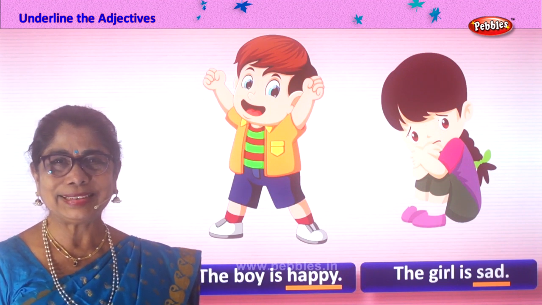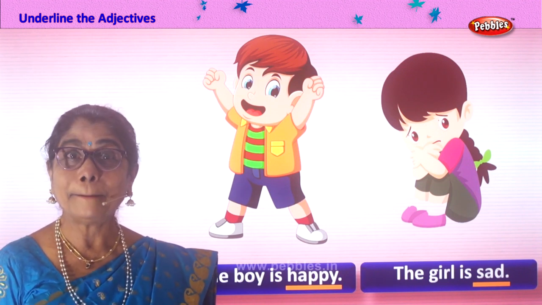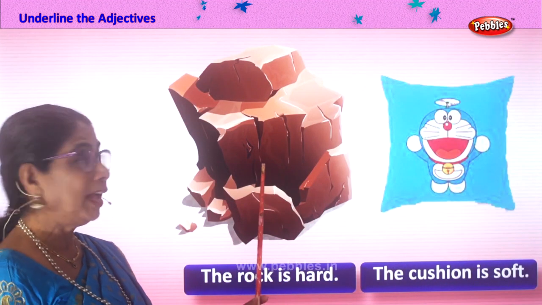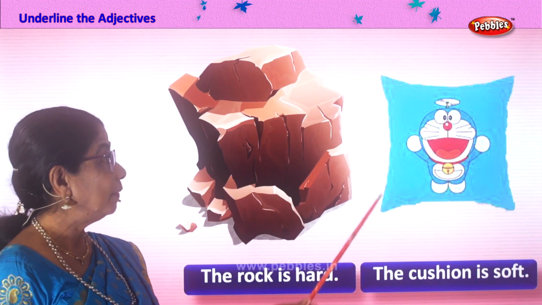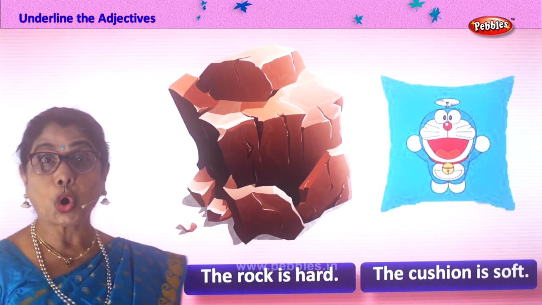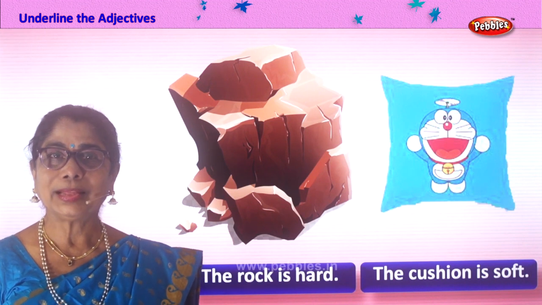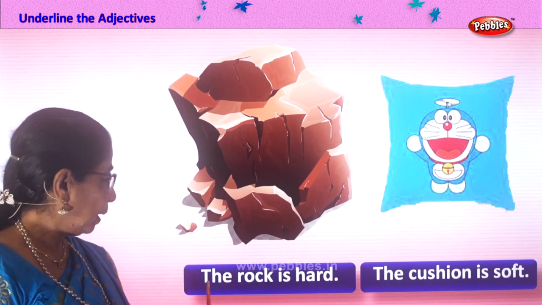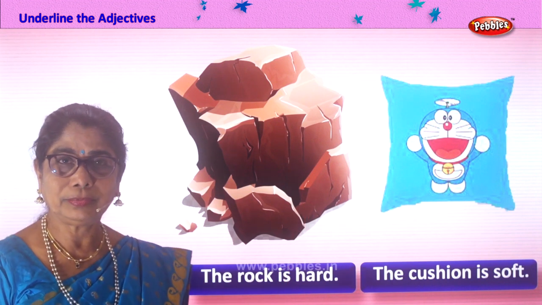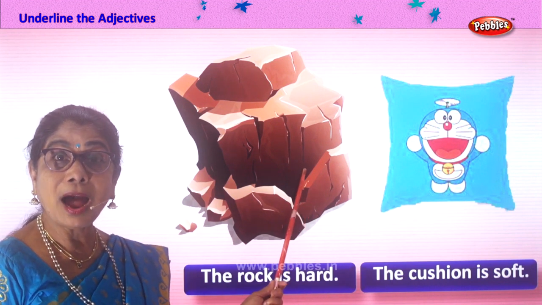Did you like this exercise? Let's look at another picture. Look. We have here a little lovely soft pillow over there. What is this? Rock. Let's read the sentence. The rock is hard.